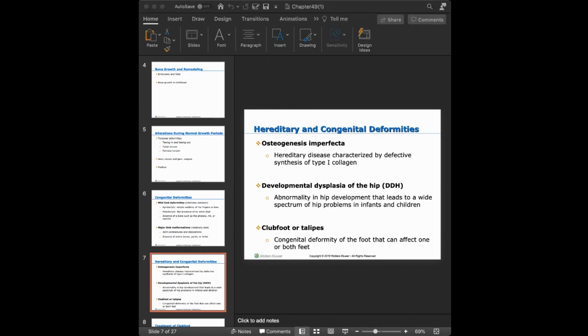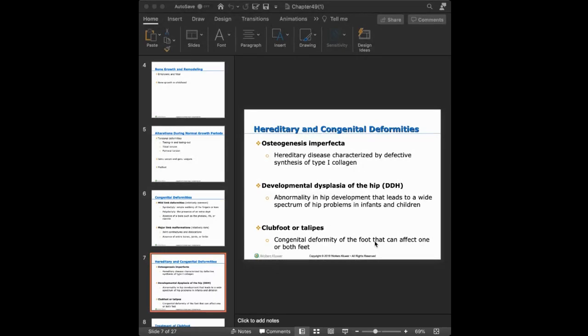Oftentimes when OI is diagnosed, it's misinterpreted as, or misdiagnosed as, child abuse, because the bones will often be in various stages of healing because the child's bones break so easily. And so people will assume that you're beating your child or you pushed your child down the stairs, when in reality, they just took a normal fall that any child might take, but broke their femur because they have this disease, especially if they're not diagnosed at delivery or in the newborn stage. It's often misconstrued and misdiagnosed as child abuse.